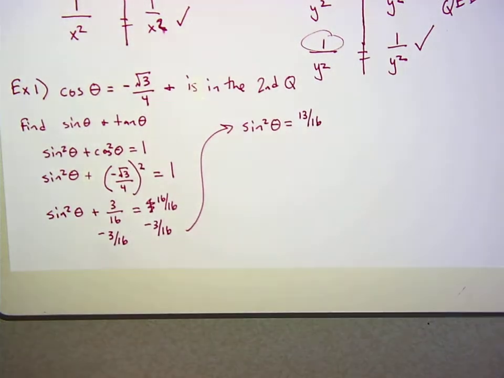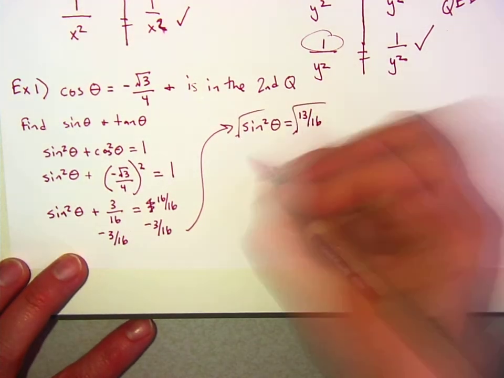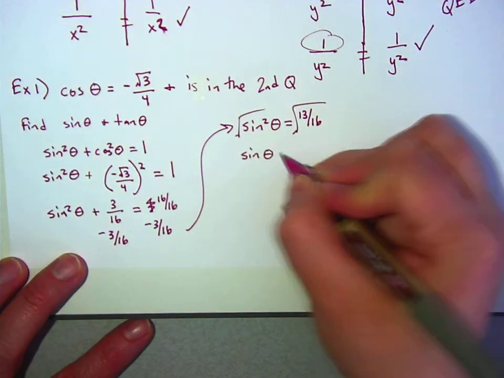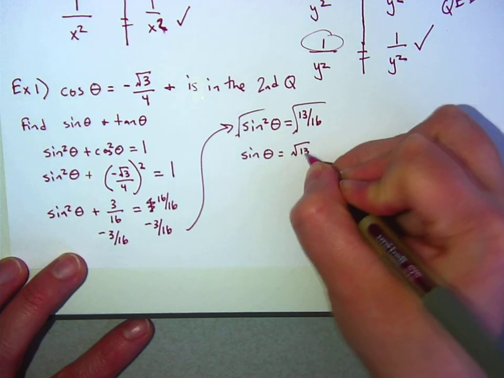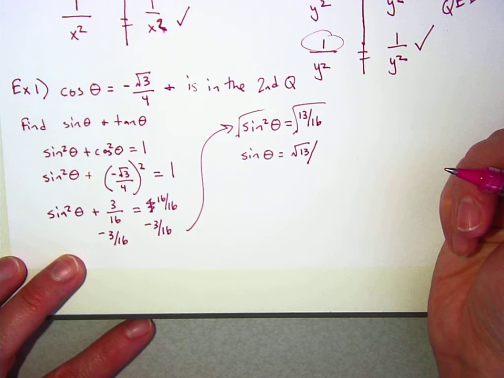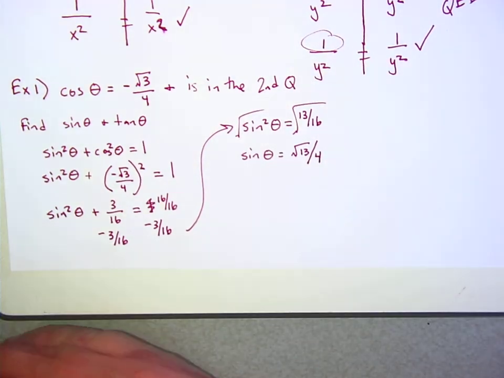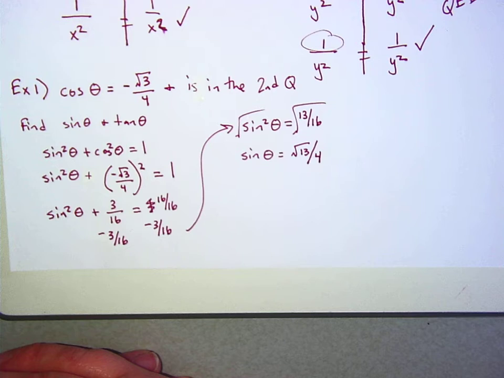And now how do I get sine theta by itself? I want to get rid of the square. So I do a square root on both sides. So now I've got sine theta equals the square root of 13 over the square root of 16, which is, what's the square root of 16, everybody? 4. And now the big question is, is it going to be positive or negative? It's in the second quadrant. Can you think about sine right now? Sine is what, x or y? Y. Is y positive or negative in the second quadrant? Positive. Yep.